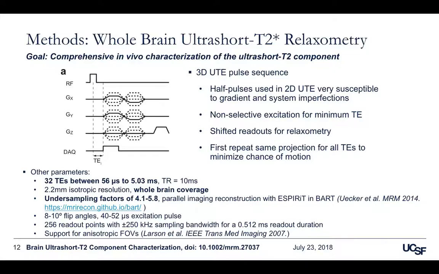A couple of the other key parameters I'll point out: we acquired a total of 32 echo times and whole brain coverage at 2.2 millimeter isotropic resolution, with undersampling factors between 4 and 6, which we reconstructed with ESPIRiT using the Berkeley Advanced Reconstruction Toolbox. I should also note that each one of these data sets with the 32 echo times and whole brain coverage, even with this acceleration factor, took approximately 45 minutes to 1 hour per scan.